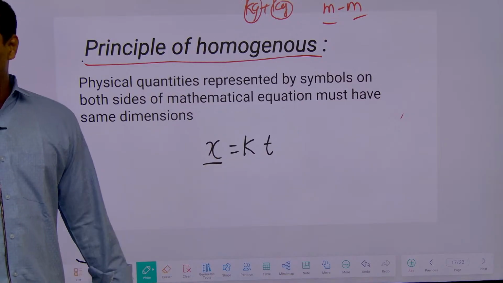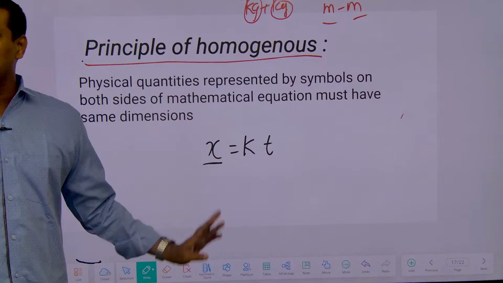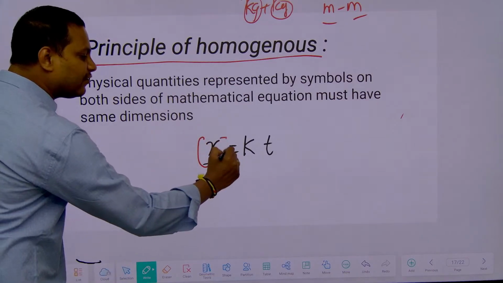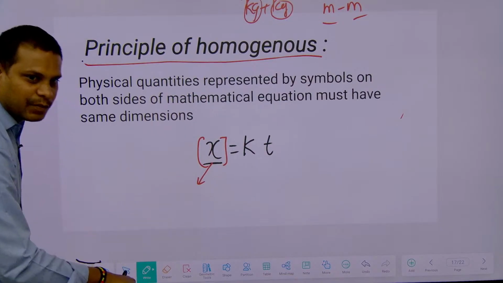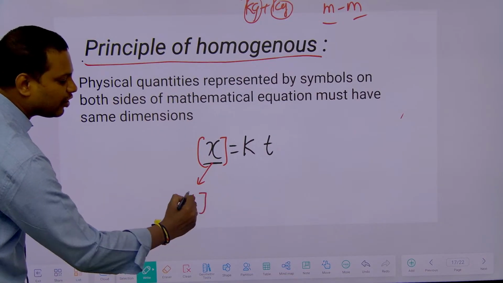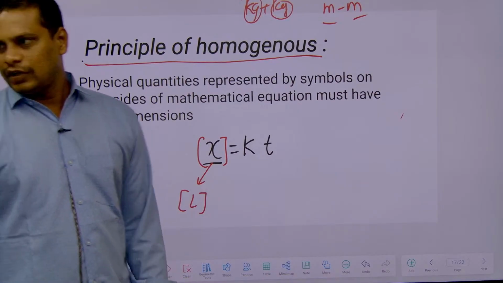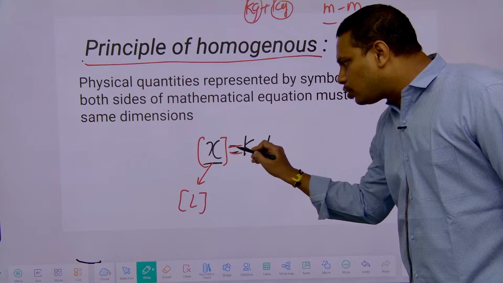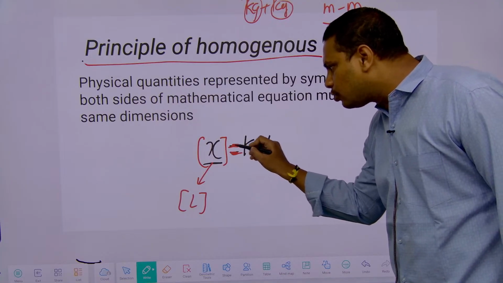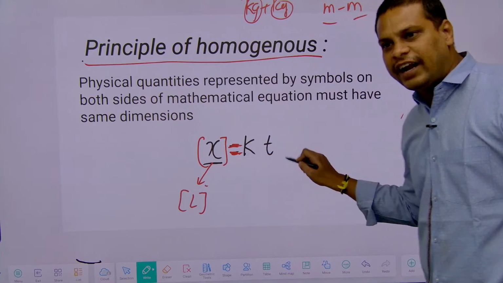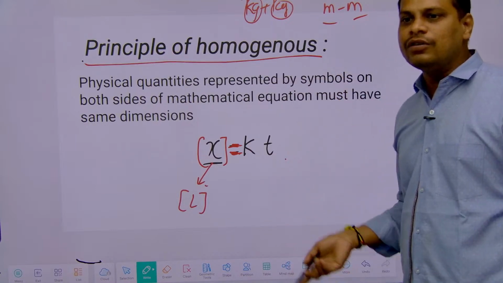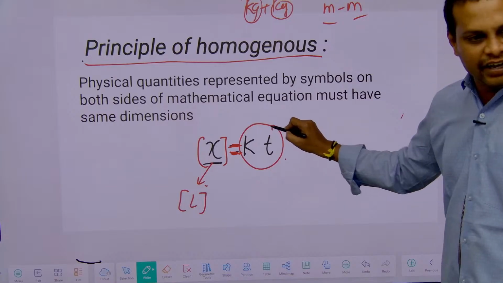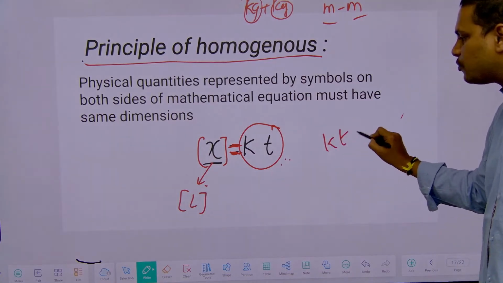KT. Are you clear? K may be any constant. Remember, K may be any constant. Okay. Suppose on the left hand side, if they told this x as a displacement, what is the dimensional formula? L. Are you clear? Now please remember, if you give the equal to symbol, the left side and right side quantities must have the same dimensional formula. So therefore this entire term KT also must have the dimensional formula L only.